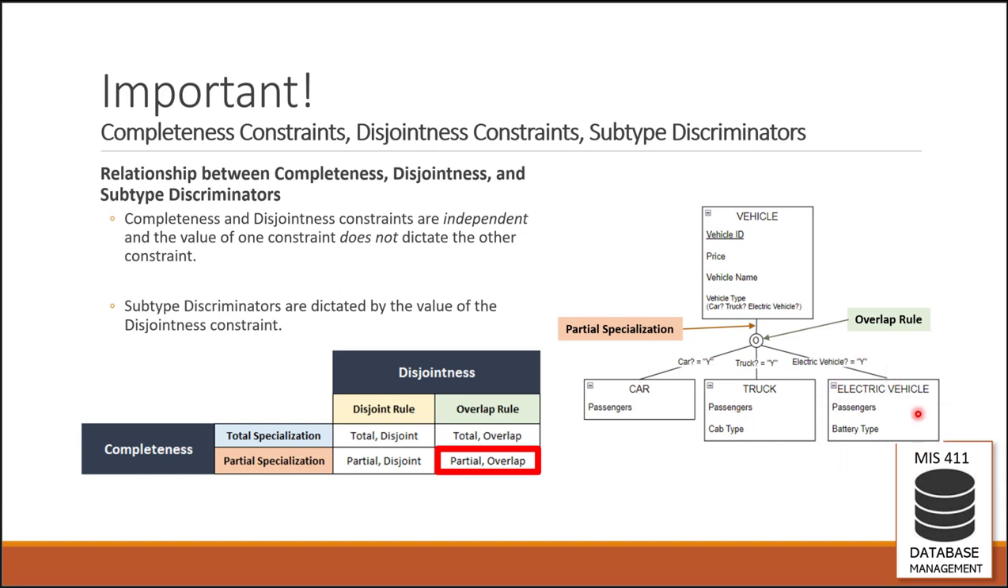This is probably, in terms of complexity, beyond what we'll ever need to deal with, but it's good to be aware that essentially, the real takeaway here is that disjointness and completeness don't dictate each other, okay? But subtype discriminators are dictated by which disjoint rule or overlap rule is being employed.